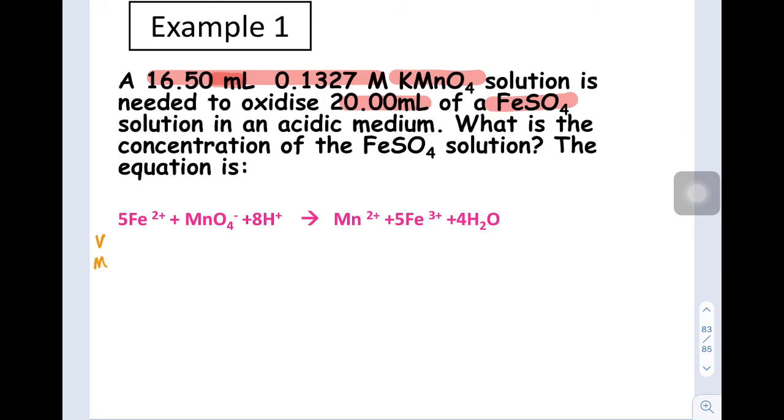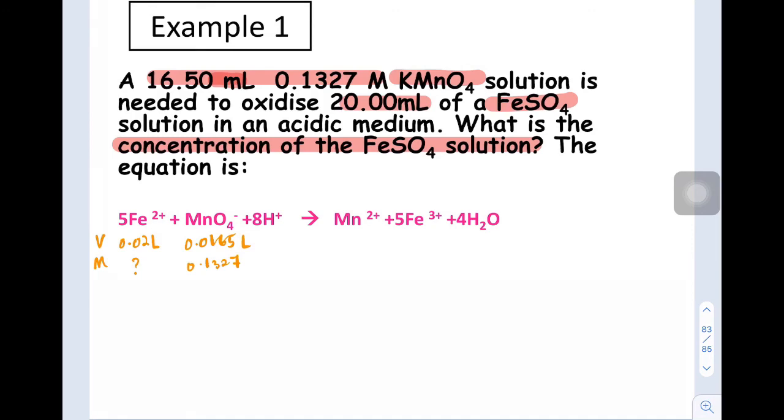For iron, we have 0.02 liter, concentration unknown. MnO4 minus, volume is 0.0165 liter, and the concentration is 0.1327. So we have to calculate the concentration of the iron sulfate solution.